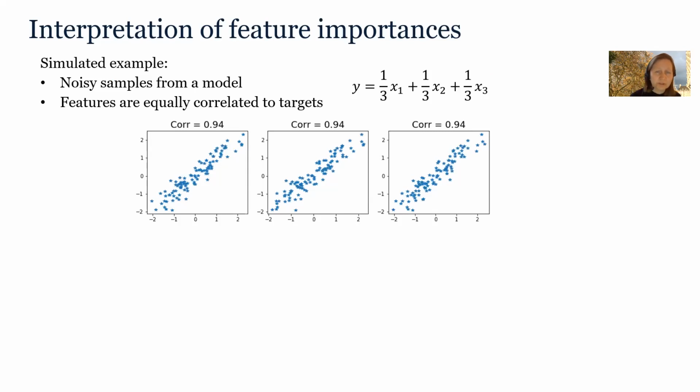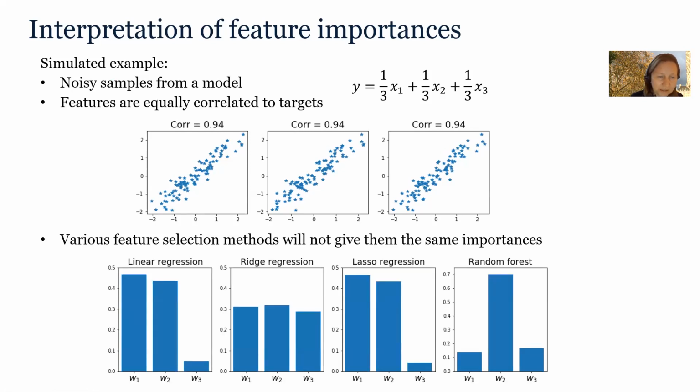I will also demonstrate this problem using simulated example. So we will have 3 highly correlated noisy features. They are all linear features and they have the same correlation with the target values. And this is the original model from which they were generated. So the prediction should be just average of these 3 features.